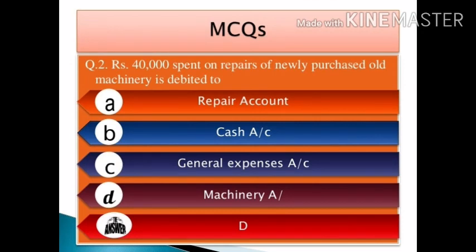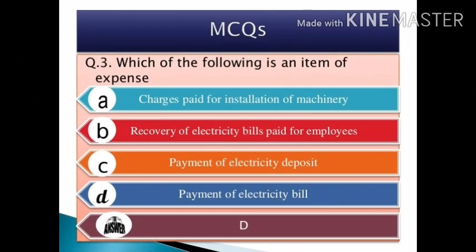Next, question number 2: rupees 40,000 spent on repairs of newly purchased old machinery is debited to which account? Repair account, cash account, general expense account, and machinery account. Newly purchased old machinery. So can anyone guess the answer? Yes, the right answer is D, that is machinery account.